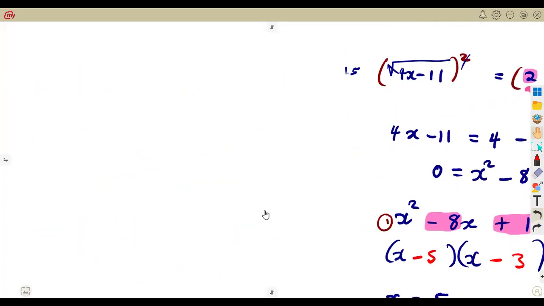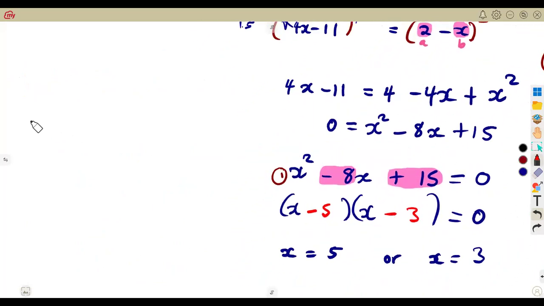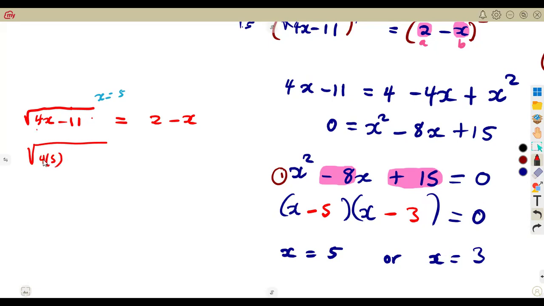Is it going to make sense if you substitute this value of x when you say x is equal to 5? Remember your question before, it was given as the square root of 4x minus 11, which is equal to 2 minus x. So we want to start with a condition where x is equal to 5. The left-hand side must be equal to the right-hand side. So you're going to substitute, guys, in place of x. This was going to be the square root of 4 times 5 minus 11 equal to 2 minus our x. Remember, our x is 5.